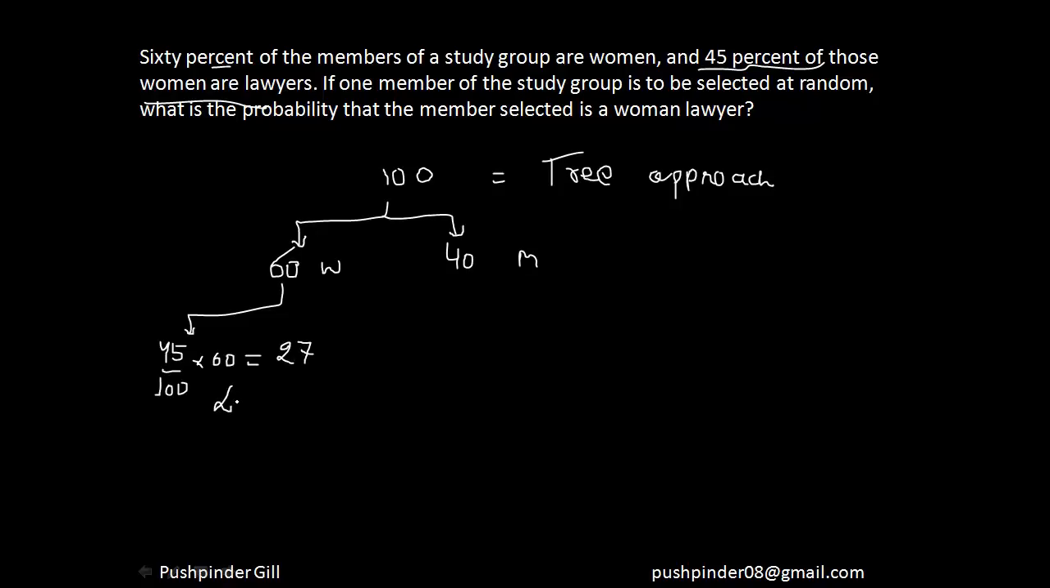They are lawyers, right? So now he is asking, what is the probability that the member selected is a woman lawyer? So I have women here and I have lawyers here which are women, which are equal to 27. So that means out of 100 people, if I select one person, there are 27 chances that that person is going to be a woman lawyer. Hence the probability is 0.27, or you can say 27% as well, right? So I hope everyone understood this question here. It was a pretty simple question, right? So I hope everyone understood the concept that I'm trying to explain here, not the question.